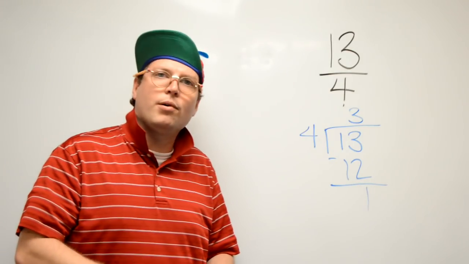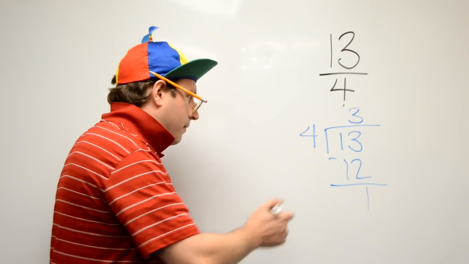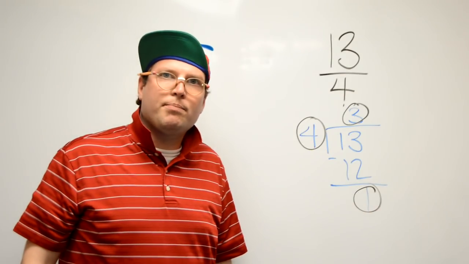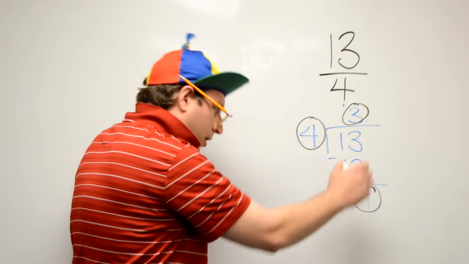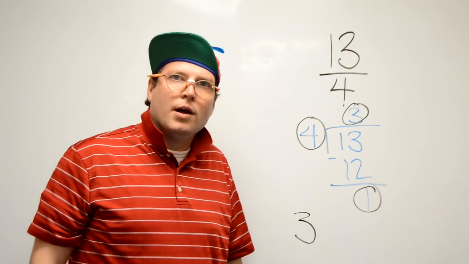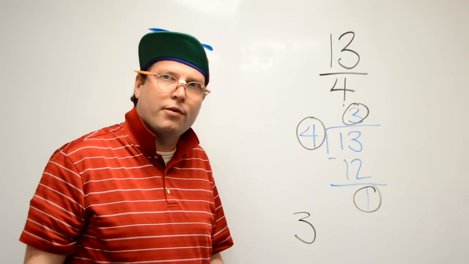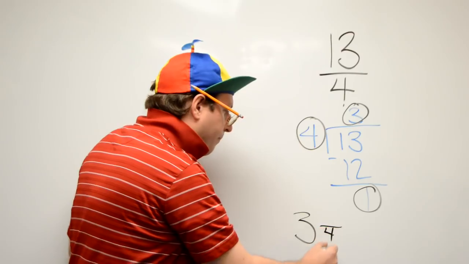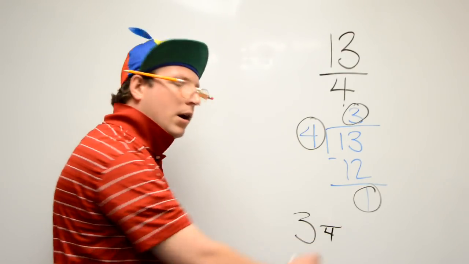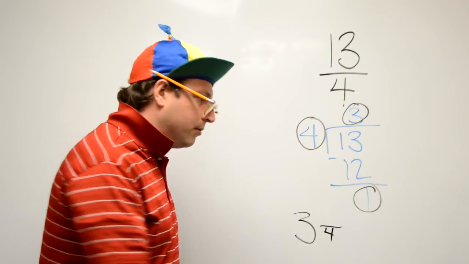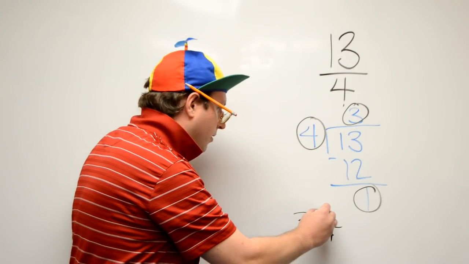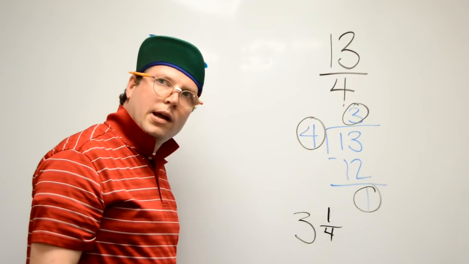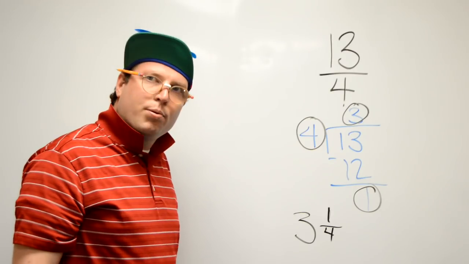These are the 3 important numbers. This 4, this 3, and this 1. These will make up the mixed number. This 3 is the whole number. It's how many times 4 goes into 13. This 4 is still the bottom number, and this 1 is the numerator, or the remainder. Do you see? Whole number, denominator, numerator. It's pretty easy.